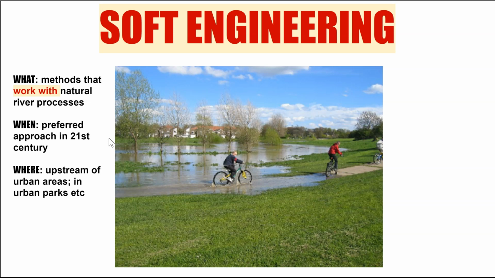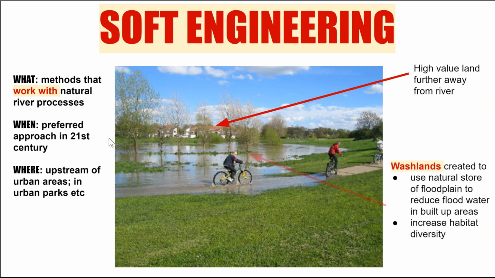So for example here, upstream of an urban area, or in this particular photograph, an urban park, the high value land is further away, and the method used is washlands. It's using the natural store of the floodplain to store the water where it isn't going to damage anything, and not the houses behind it. And the plants that live there are adapted to that. They grow in places that are periodically flooded, so you increase your habitat diversity.